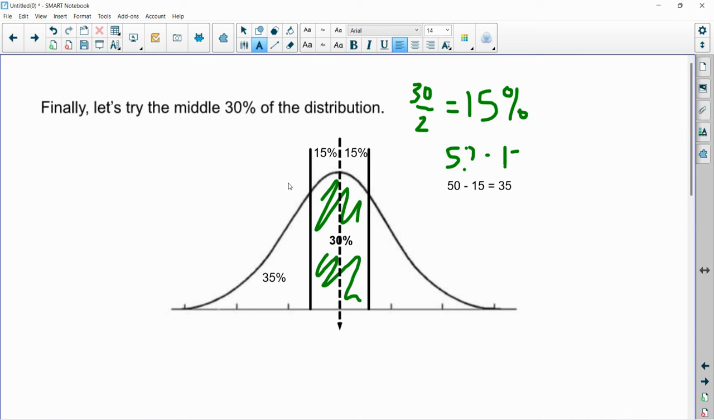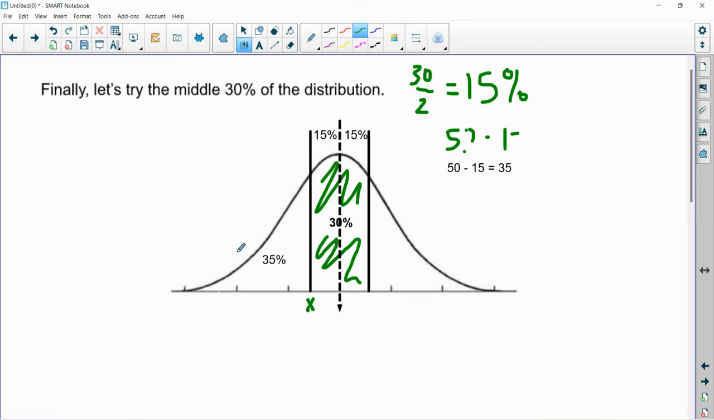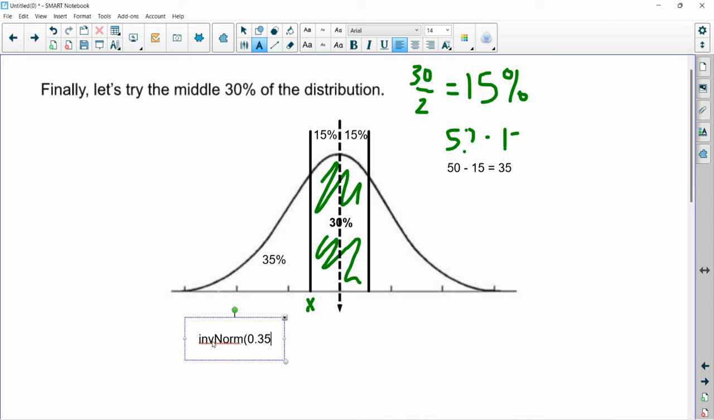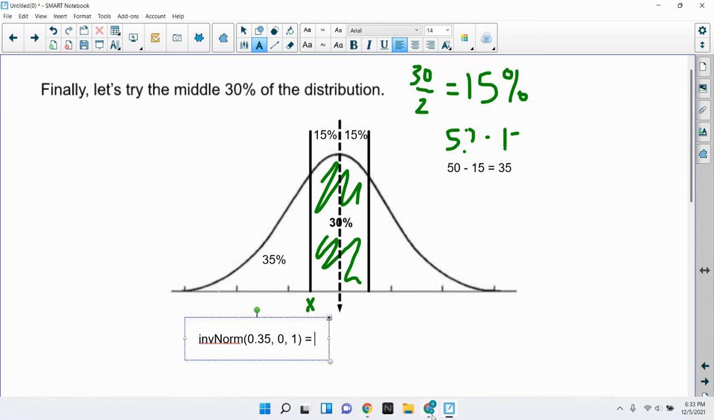So why is this helpful? Well, this is helpful because we need this cut z-score right here. And that's where we're starting. Then we'll get the other one when we're done. So basically we have two problems rolled into one. I know this is 35%. So that means that's the percentage to the left of where x is. So now I can go to inverse norm, use my 35%, 0, and my 1. And that'll get me my z-score that I need.